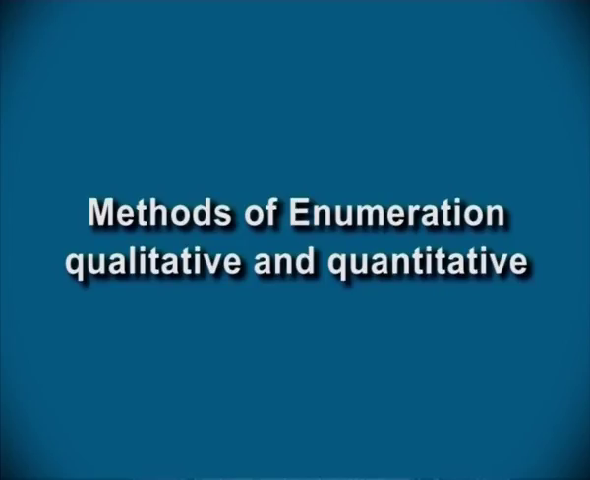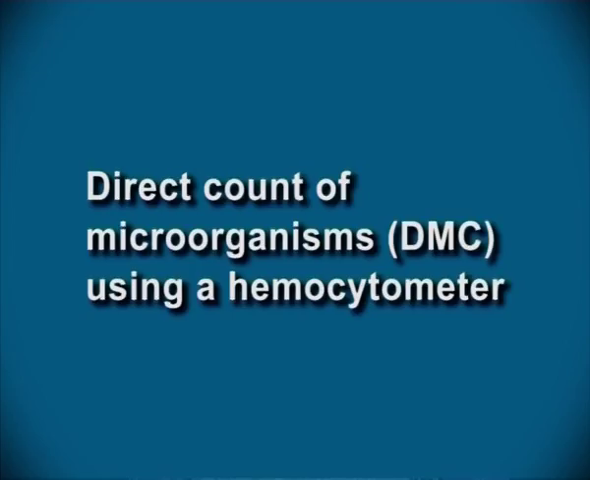Let us learn about methods of enumeration, qualitative and quantitative. Direct methods. Direct methods of enumeration involve counting the number of microorganisms directly, for example, by counting the number of colonies on an agar plate or by using a microscope to count the number of cells observed. Direct count of microorganisms, or DMC, using a hemocytometer.